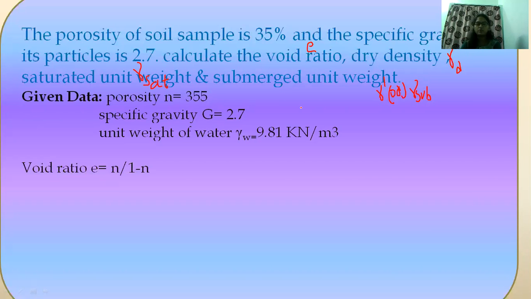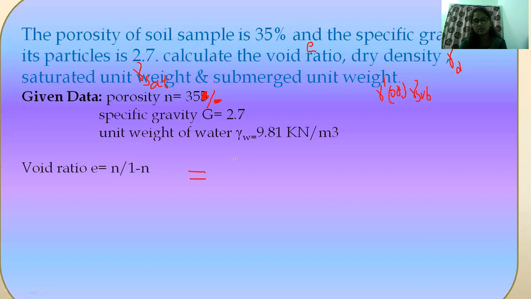So here, given porosity n is equal to 35%, and specific gravity G is equal to 2.7. We have to calculate the void ratio, dry density, saturated unit weight and submerged unit weight. From the given data, we can find the void ratio e. Void ratio e is equal to n by 1 minus n.